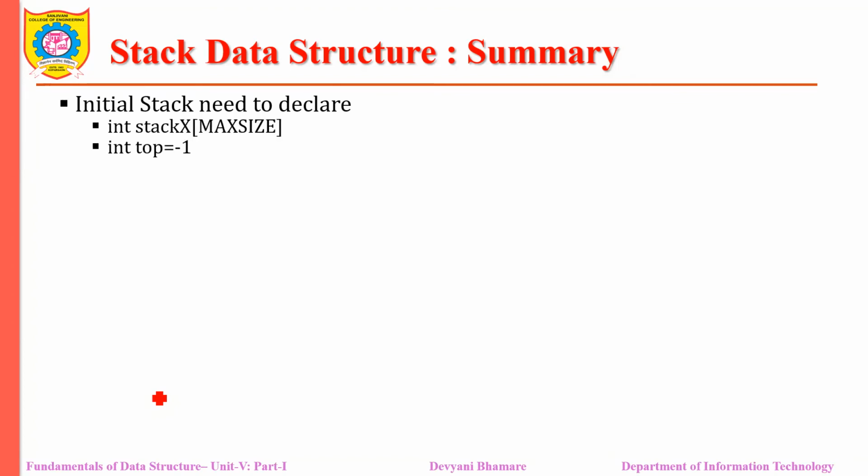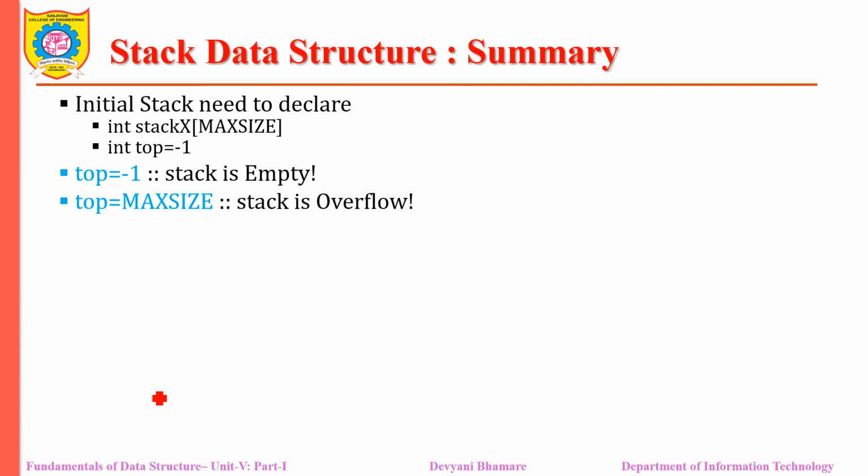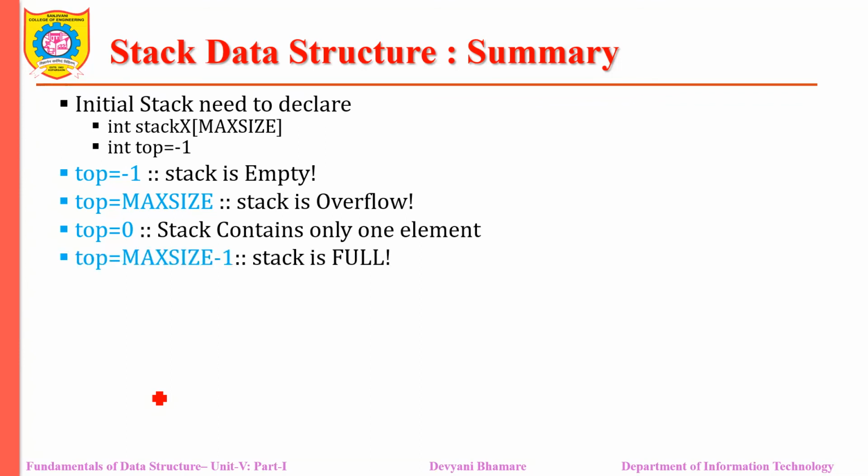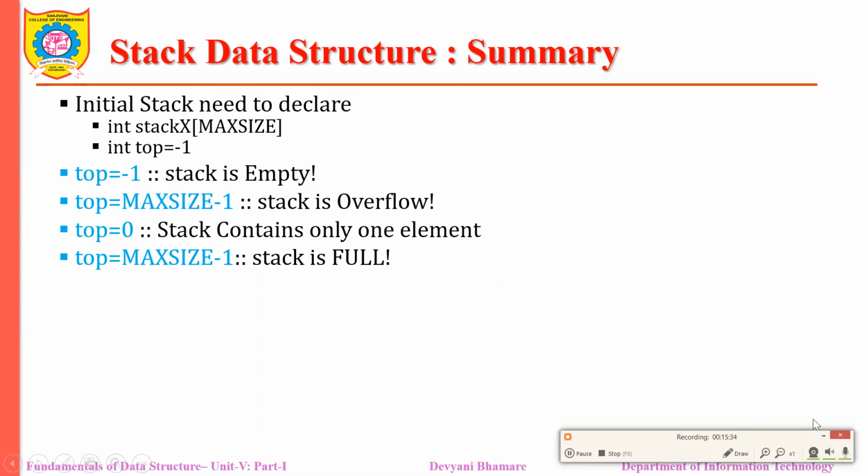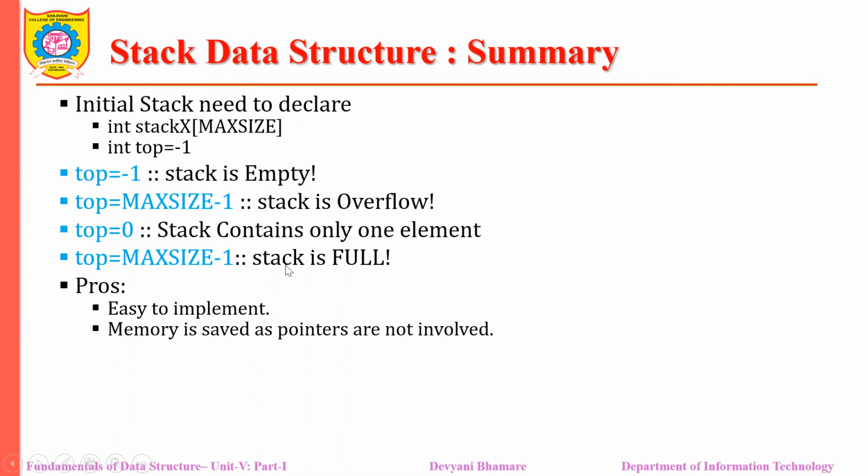Initially we need to declare the stack as an array, and top is assigned -1. That means the stack is empty. When top is equal to max size -1, we can say the stack is overflow, meaning we cannot perform any more push operation. If top is 0, then the stack contains only one element, right? What is the problem if we implement the stack by using an array?